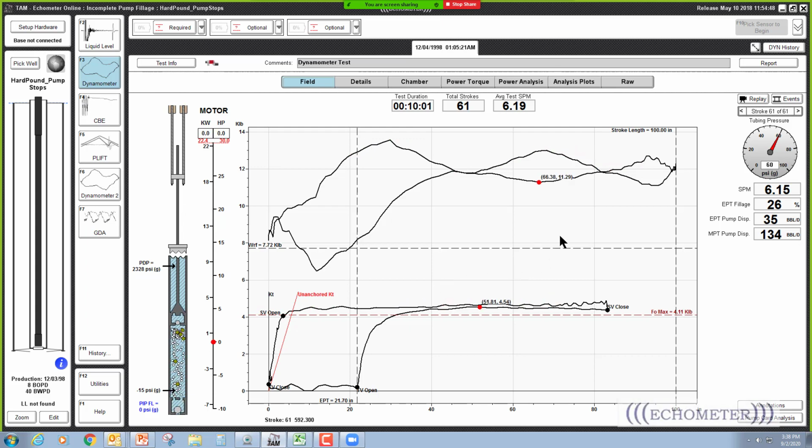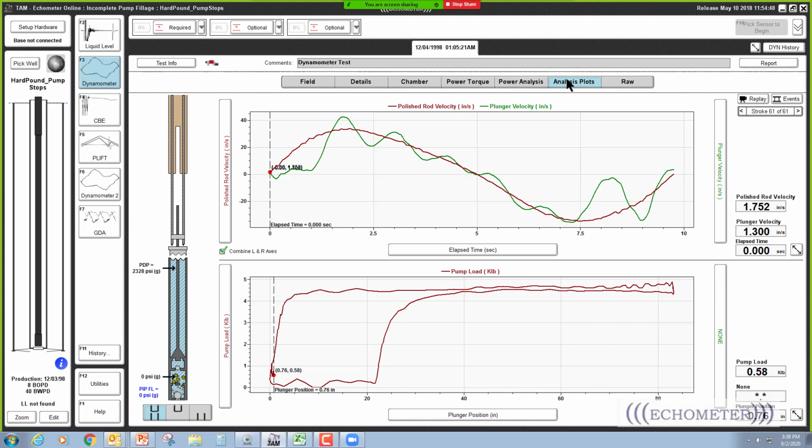Now, if I go look at the analysis plots on this well, I plot the pump card here on the bottom, and I plot the polish rod velocity and the plunger velocity on the top plot. This is in elapsed time in seconds, and this is in plunger position here on the bottom.